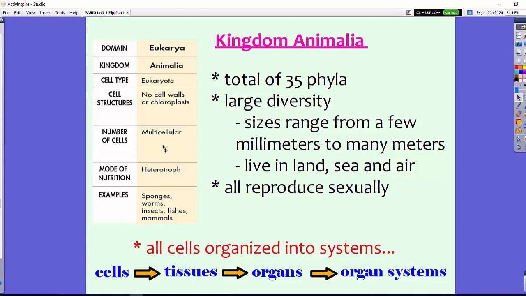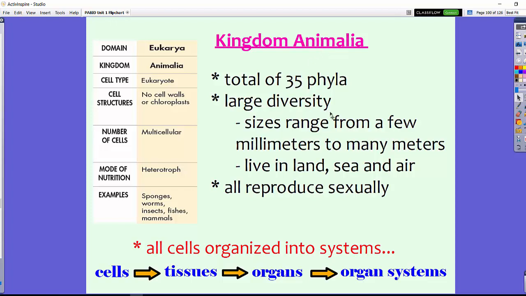Animals, or any organism in Animalia, is multicellular and they're all heterotrophic. And look around, you can probably pick out more animals than I have examples here. So sponges, worms, insects, fishes, mammals, you name it, chances are it is an animal. Now, it's actually really interesting to know that there's a total of 35 phyla for animals. So all the organisms that are categorized in kingdom Animalia will fall into 35 phyla.